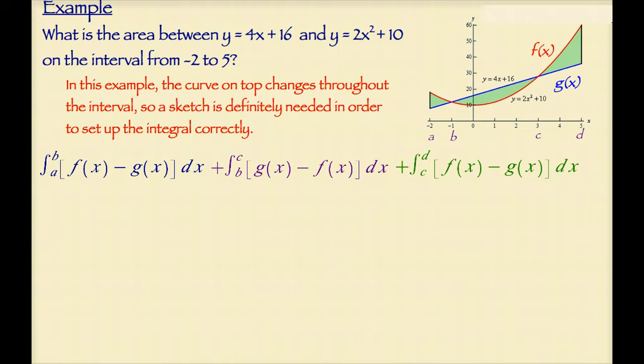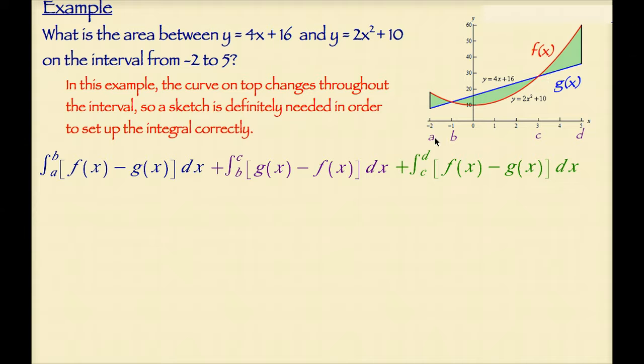Let's find the area between y equals 4x plus 16 and y equals 2x squared plus 10 on the interval from -2 to 5. You can see in this example the curve on top changes throughout the interval, so a sketch is definitely needed in order to set up the integral correctly. From a to b, the quadratic is on top of the line, but from b to c, the line is on top of the quadratic, but then from c to d, the quadratic is once again on top of the line.